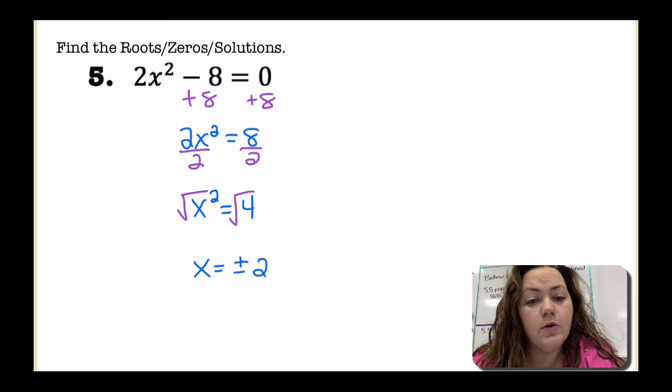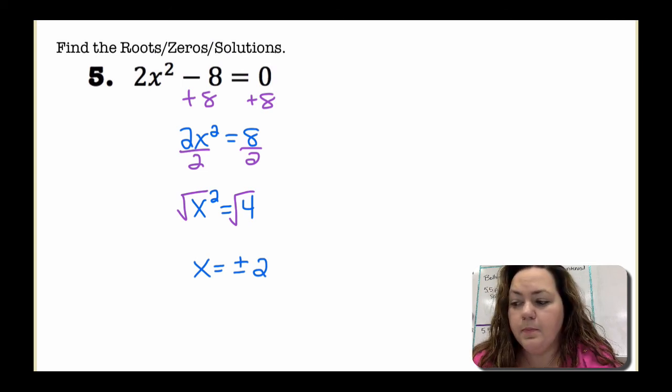Okay, so that's using the square root method, and that would be the easiest way to solve this. You could use the quadratic formula, and you would end up getting the same thing. It just would be a lot more steps. So it does help if you can look at the problem and kind of figure out which strategy would be the best for this problem.